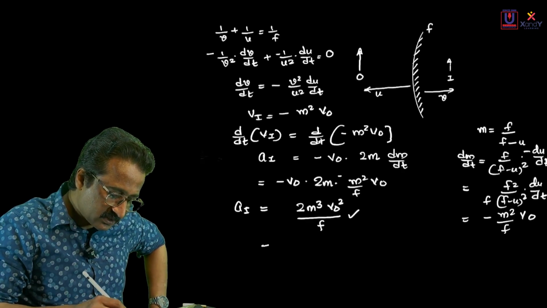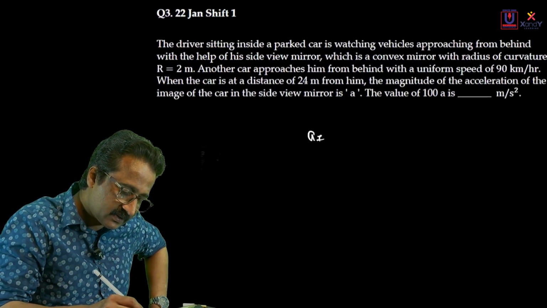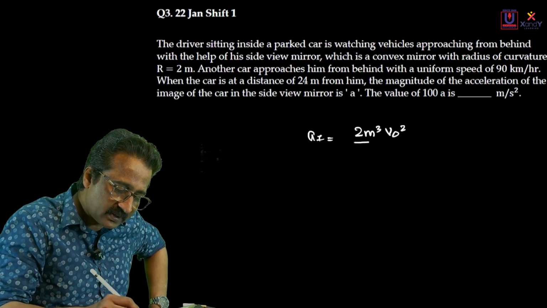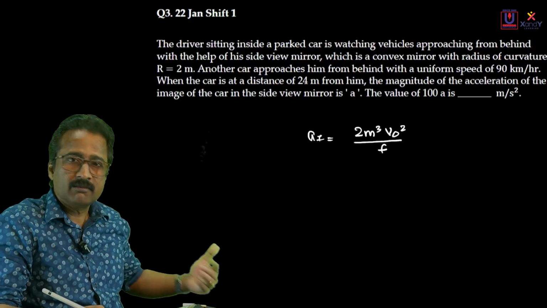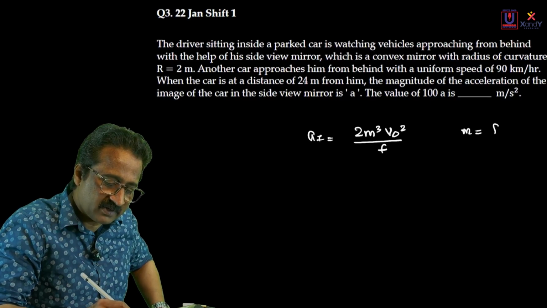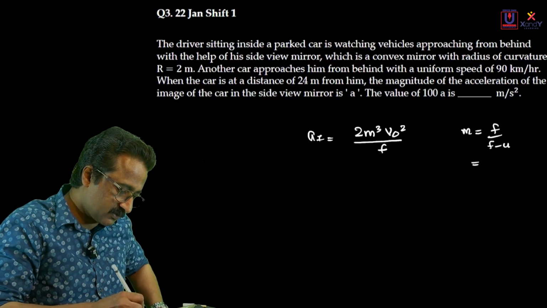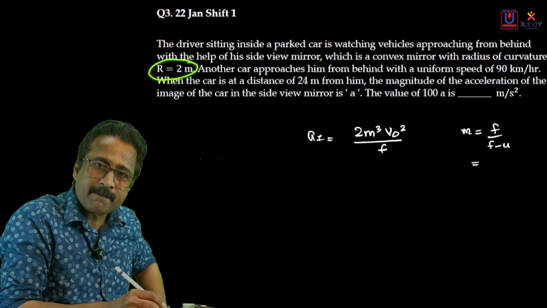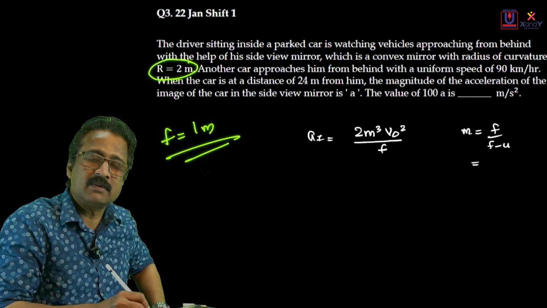Okay, now let's start putting values. I'll use this equation here. AI is equal to 2 times m cubed VO squared divided by f. That's the equation for acceleration. Let's come to the values. What is magnification here? Let us calculate magnification first of all. Magnification for any mirror is given to be f by f minus u. And here f is the focal length of the mirror. It is said that the radius of curvature of the mirror is 2 meter. If the radius of curvature of the mirror is 2 meter, then the focal length of the mirror is 1 meter. So 1 meter is the focal length.